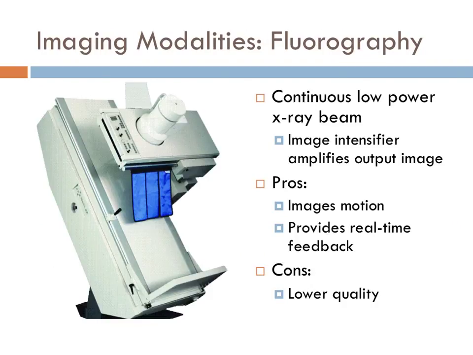Moving on to fluorography. Essentially, fluorography uses ionizing radiation, and an image intensifier is used to amplify the output image. So in fluoro, a continuous acquisition of a sequence of X-ray images over time is produced, and this results in a real-time movie, also known as a cine loop.